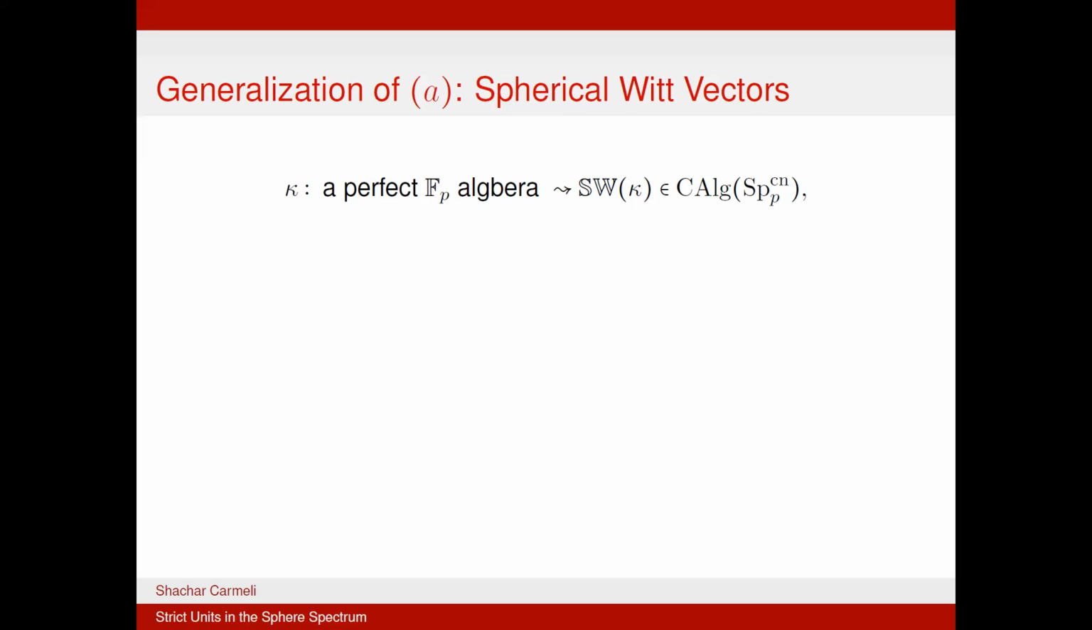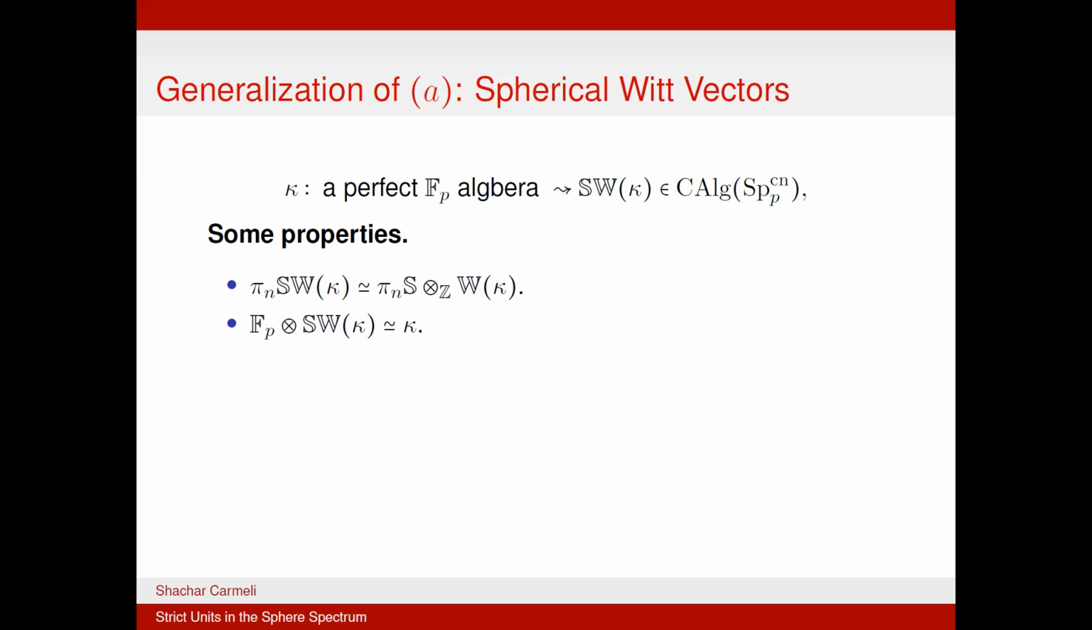Those E-infinity rings have all sorts of very nice properties. First of all, they are flat over the sphere, and pi 0 is the Witt vectors of kappa. Namely, pi n is the same as the nth homotopy group of the sphere base changed to the Witt vectors. In particular, pi 0 is just the Witt vectors, so for that reason I think of them as a spectral analog of the classical construction of Witt vectors. Another thing is that their F_p homology, which I denote here by tensoring with F_p, is just kappa again.